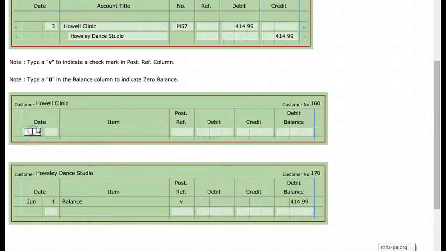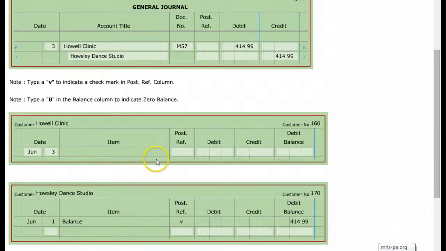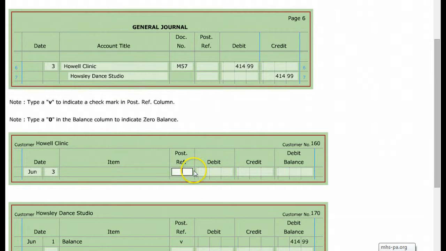So we go down here and we put down the date, which is June. Okay, so we'll put down June 3rd. What page number is this again? G6 for General Journal, page 6. And right here for Hal Clinic, we put $414.99. Okay, so we'll put $414.99. And then, why does this have just a debit balance? Why doesn't it have debit credit?